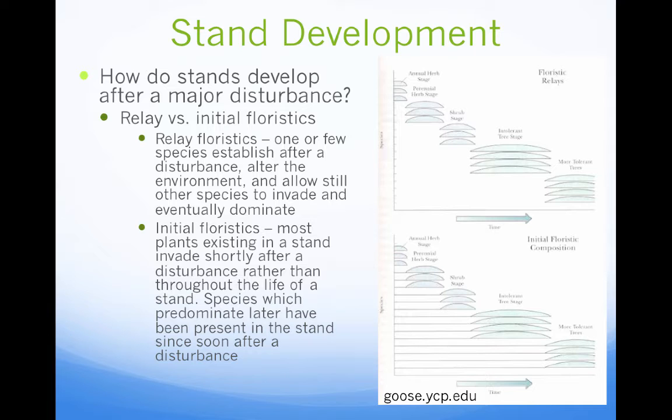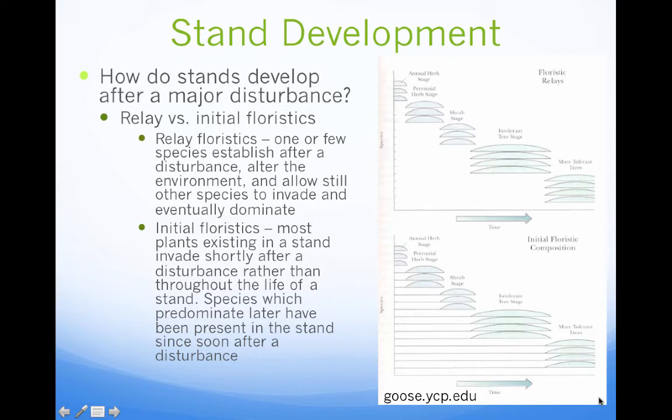So in this example, we have the disturbance, and we have the first annual herbs established, then we have perennial herbs, shrubs, and so on. Each of these species is modifying the environment to allow the establishment of another species. So it's this relay event, they're passing off the baton. Whereas initial floristics is a little different. Initial floristics is this bottom figure here.